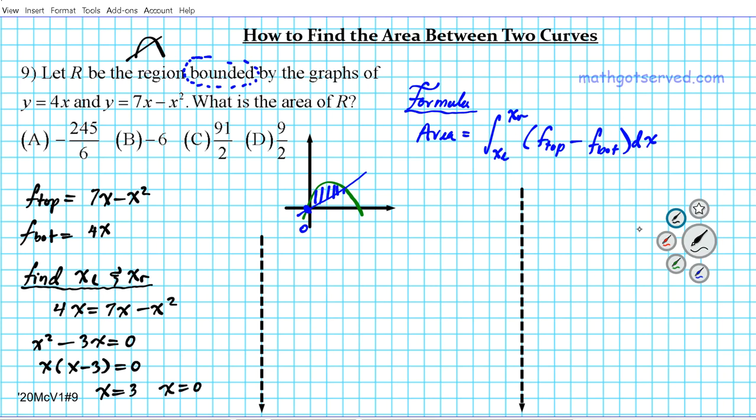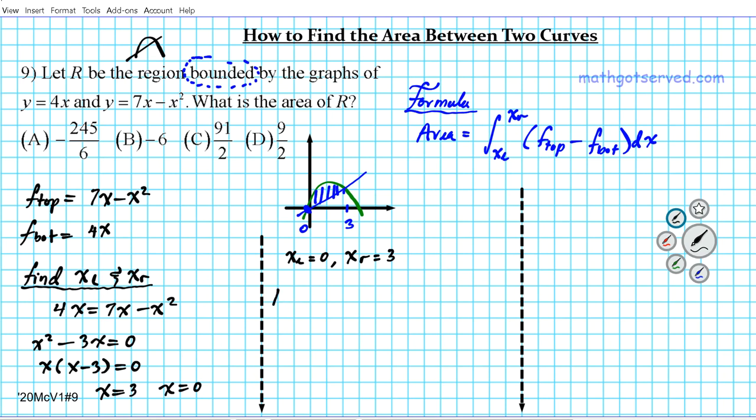Okay, so our x left is 0, and then our x right is 3. It's not drawn to scale, but we have everything that we need now. So we're going to just put it all into the formula. x left is the smaller one, 0, x right is 3, and then we have f top and f bottom here. Ladies and gentlemen, we're ready to go.